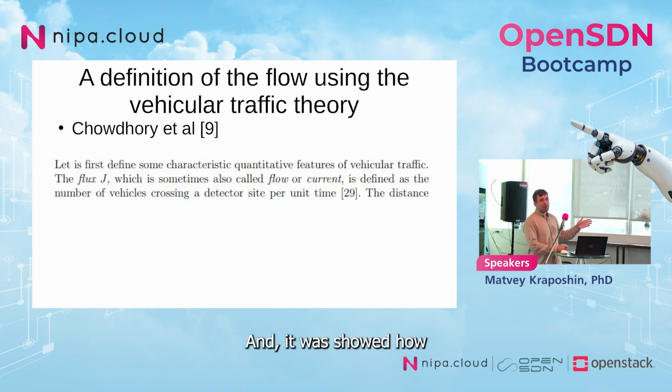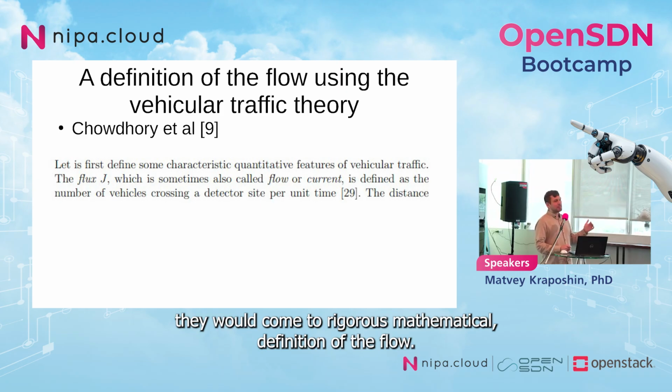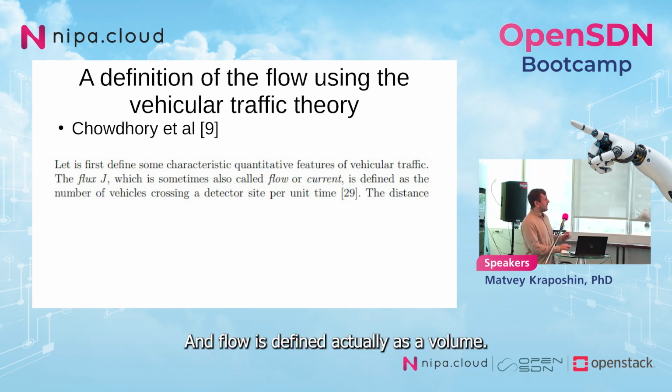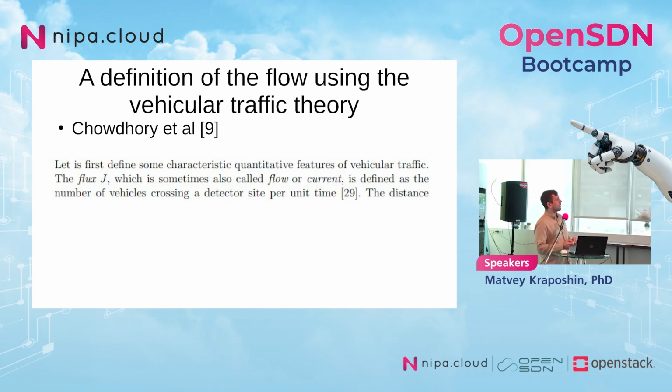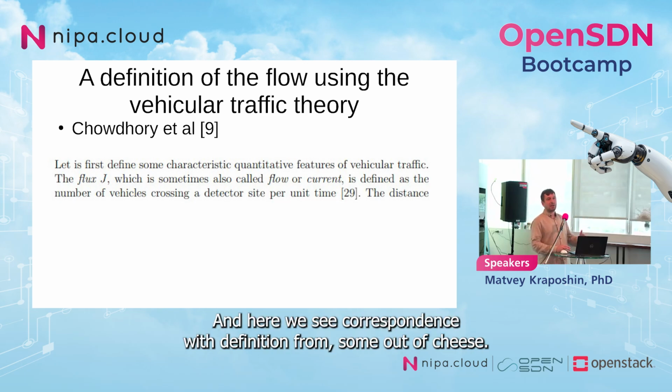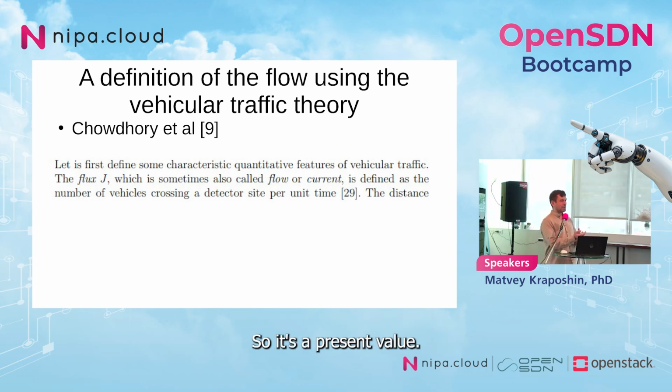And with Chaudhuri, we come to a rigorous mathematical definition of a flow. Flow is defined as a value or current, a number of vehicles or packets, it doesn't matter, now we see that they are similar, crossing a detector site per unit time. And here we see correspondence with the definition from some RFCs. So it's a transient value crossing a detector site or observation point per unit time.